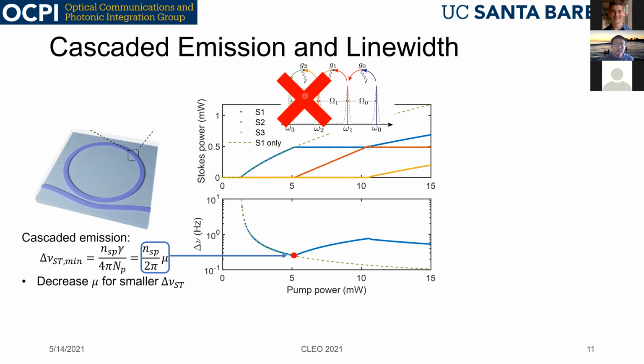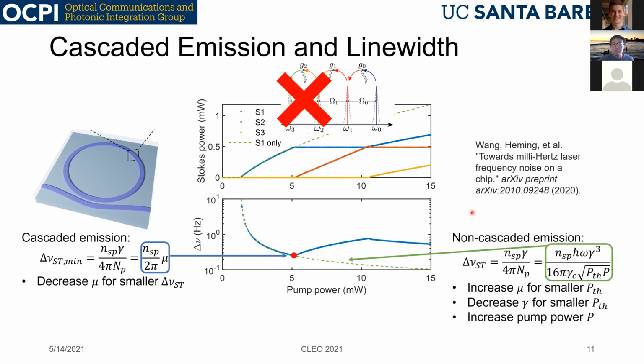So what if you can somehow prevent S2 from kicking in, so we can keep narrowing S1? This is actually recent work done by Professor Kerry Vahala at Caltech, which is very interesting. They somehow prevented S2 and S3 from coming in so that the line can keep narrowing down, and they were able to achieve down to millihertz Schawlow-Townes linewidth, which is pretty impressive work.